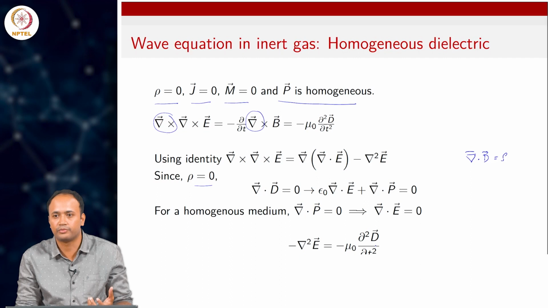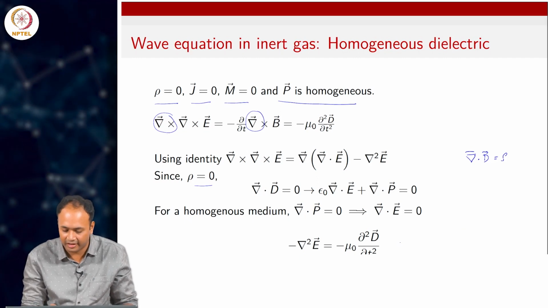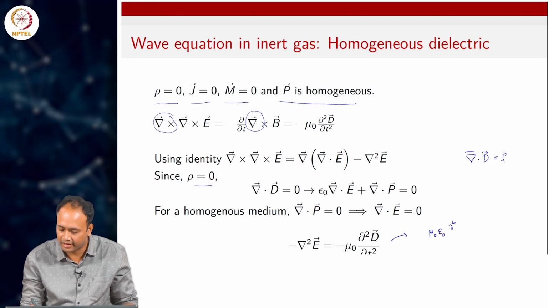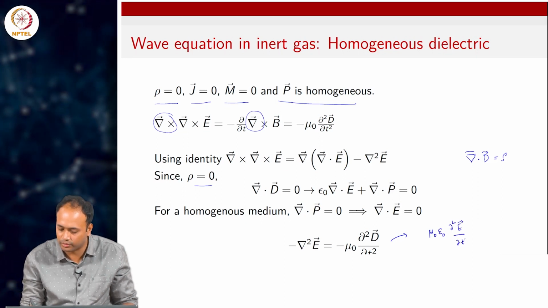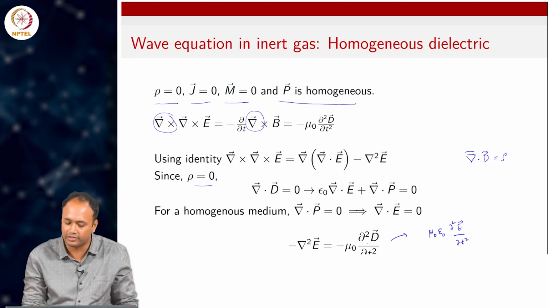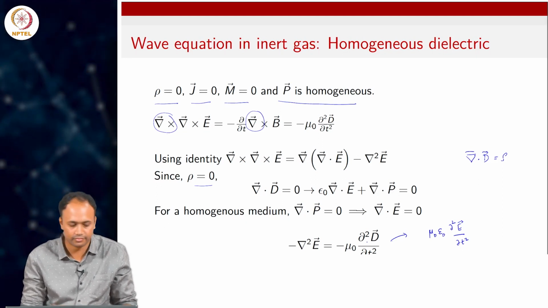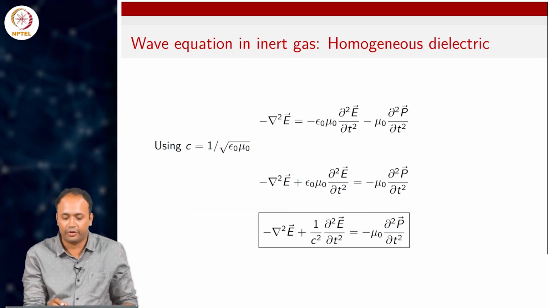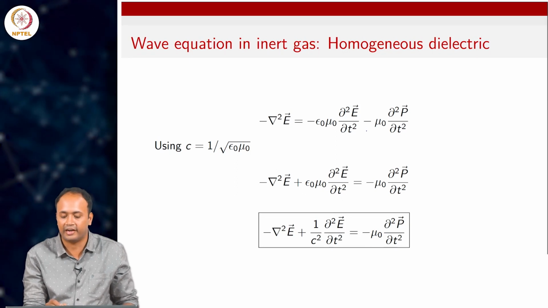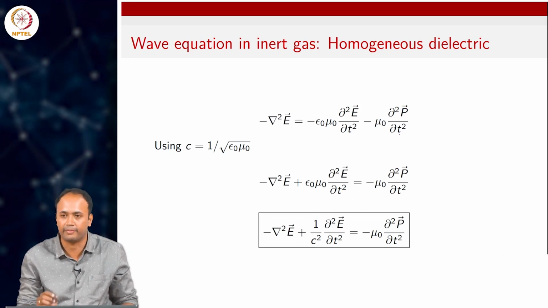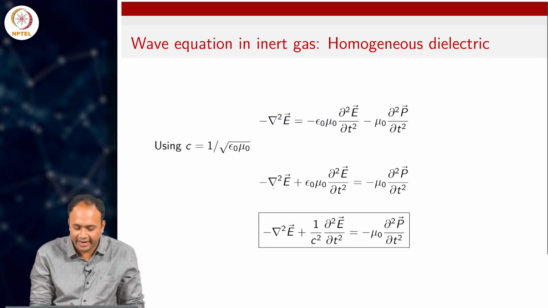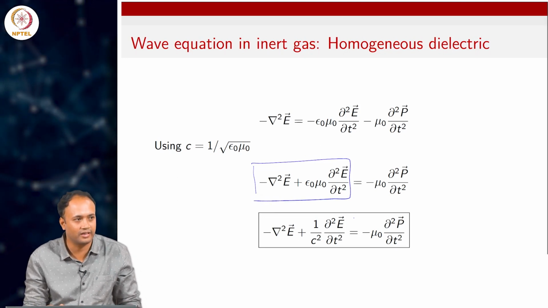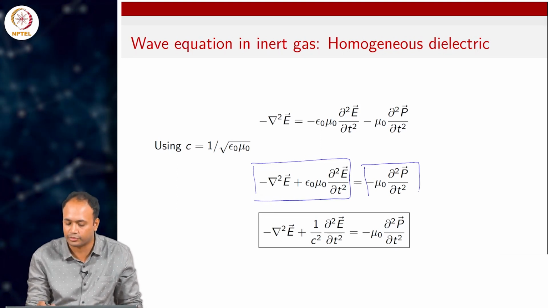Earlier we had mu naught epsilon naught, so let me remind you what we had earlier. In this place we had mu naught epsilon naught del square E by del t square. Now this got modified to D instead of E. Now let's expand this out. So you get two terms: del square E minus mu naught epsilon naught del square E by del t square equals mu naught del square P by del t square. Now on the right hand side you had a 0 earlier, but now you have a second derivative with respect to P.